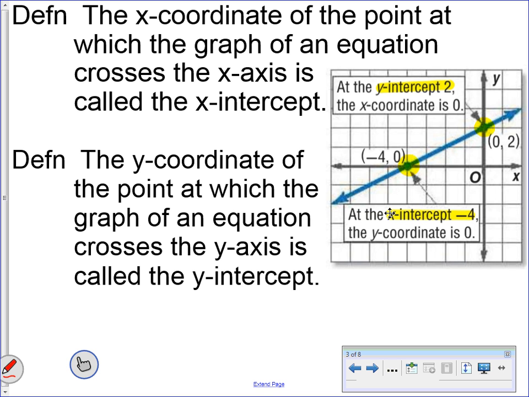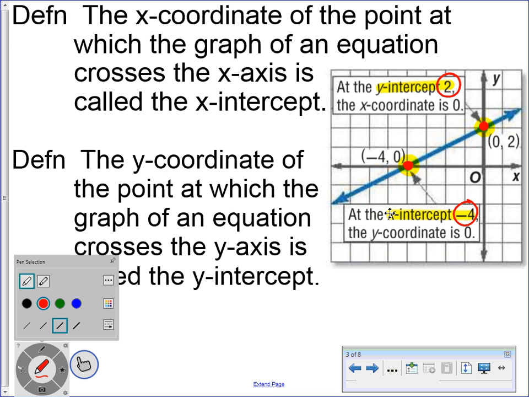So please note that this is up 2 on the y-axis. That's why the y-intercept is 2. And this is over at negative 4 on the x, and that's why the x-intercept is negative 4. Please note that the other number each time is always 0.